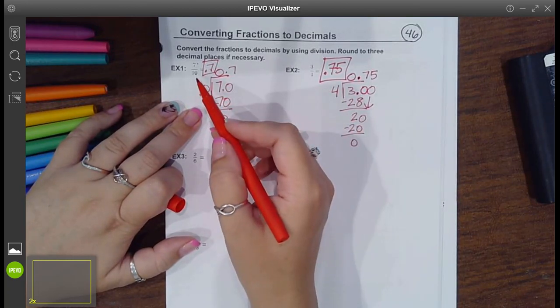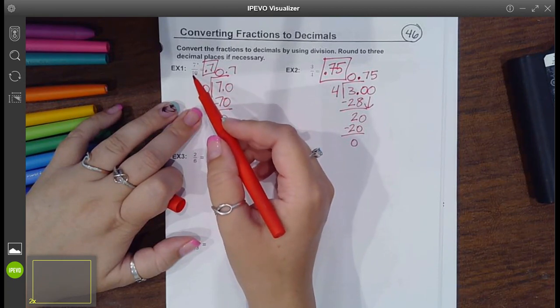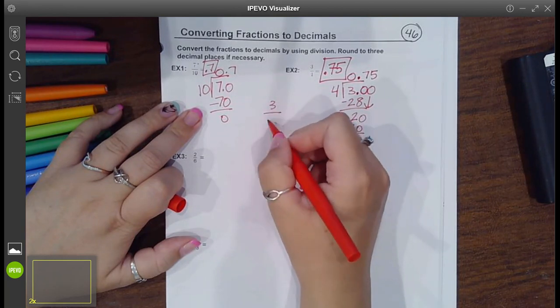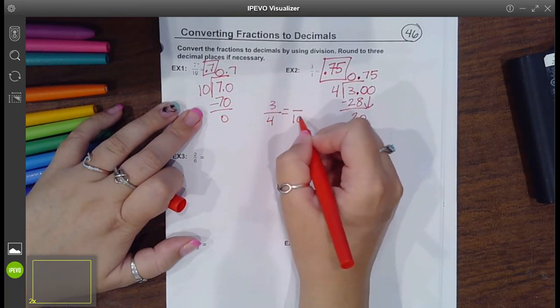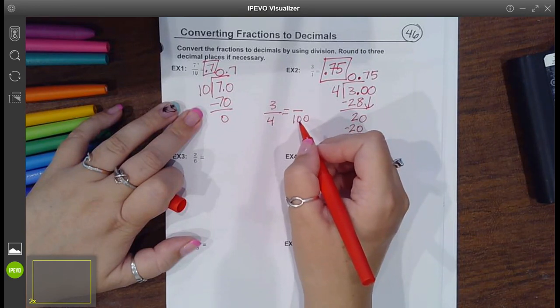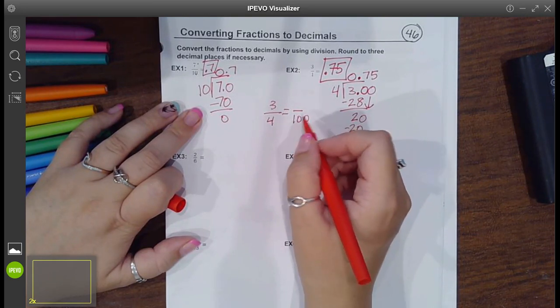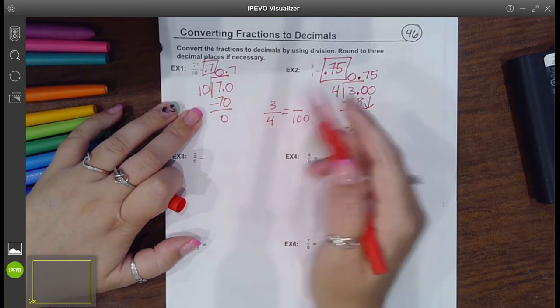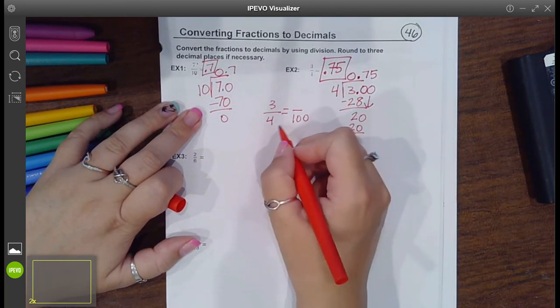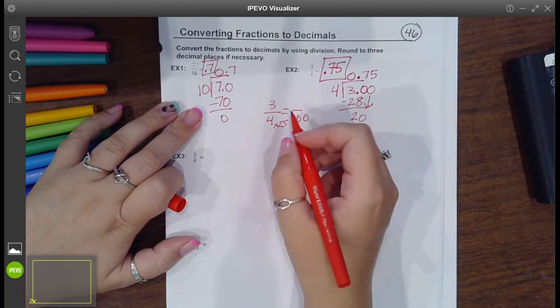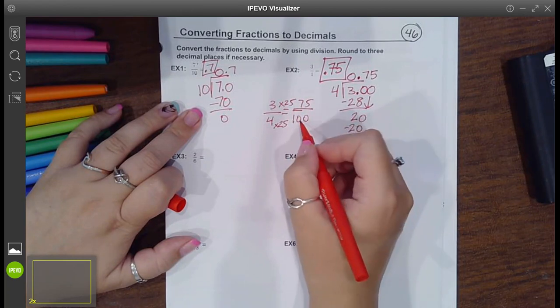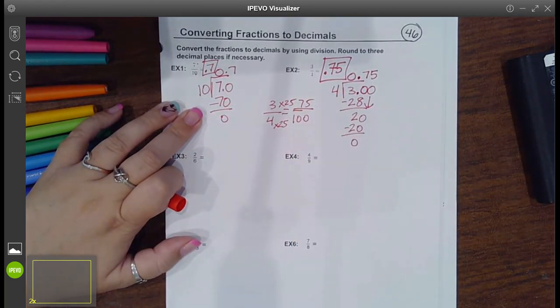But if I can make the denominator become 10 or 100, I can just read this as 7/10, which is 0.7, right? 4 can't become 10, but 4 can become 100. If you can make it become 10, 100, or 1,000, some power of 10, then I can do that shortcut of jumping straight from a fraction to a decimal and not have to do long division. Well, 4 times what is 100? 25. So do the same thing up here. 3 times 25 is 75. So you have 75 hundredths, which is 0.75.